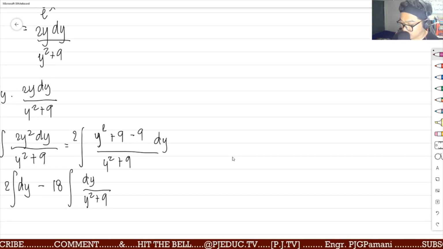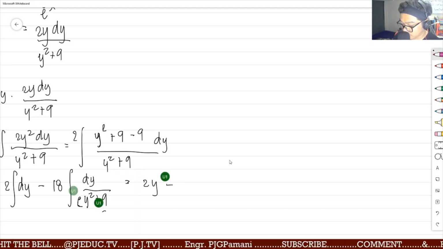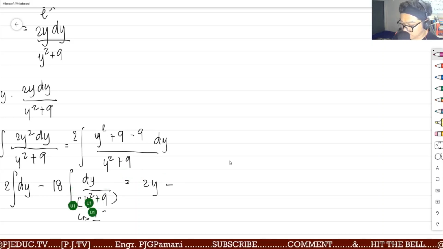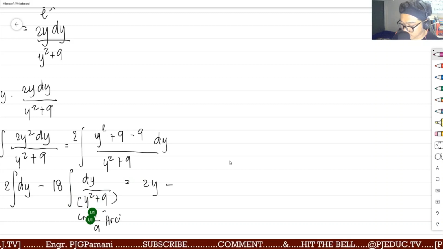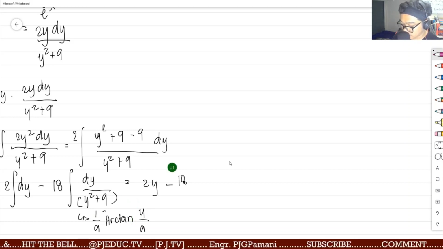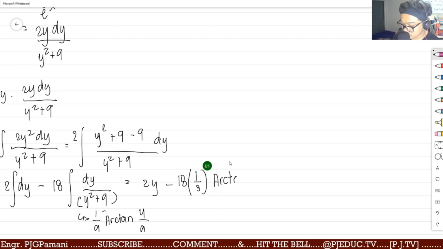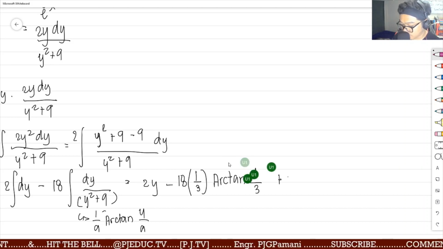Which is now equal to 2y minus, ano ulit yung nasa babang term? That is simply formula 15, arctan u over a minus 18 times 1 over a, that is 3. Arctangent u over a, which is now y over 3 plus c.